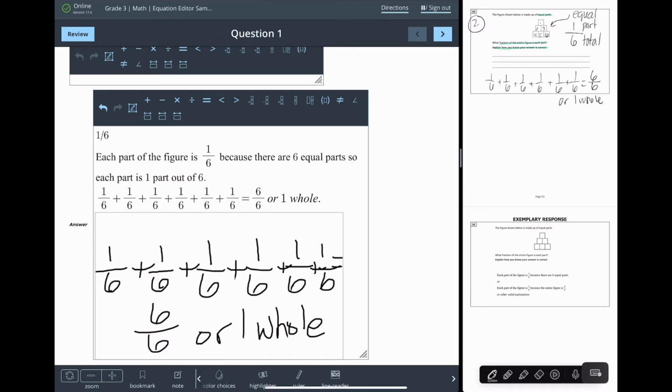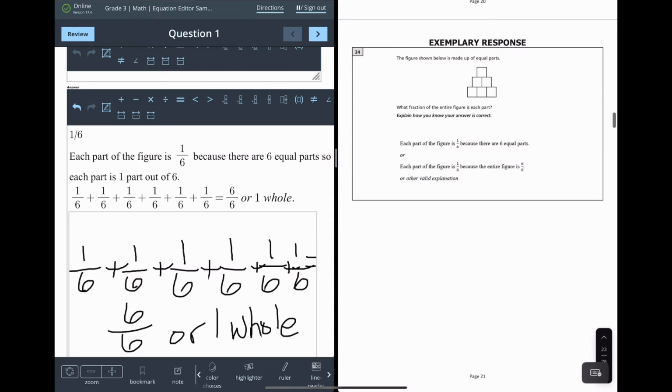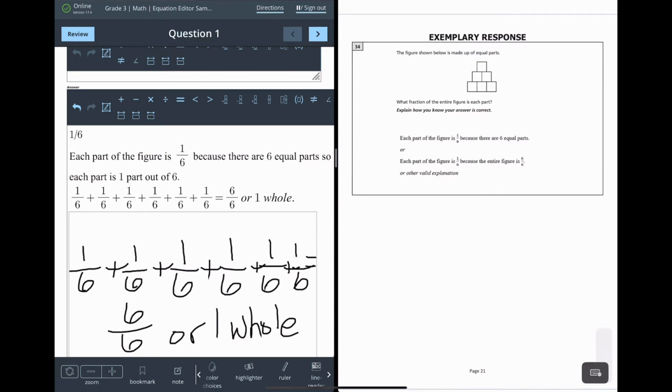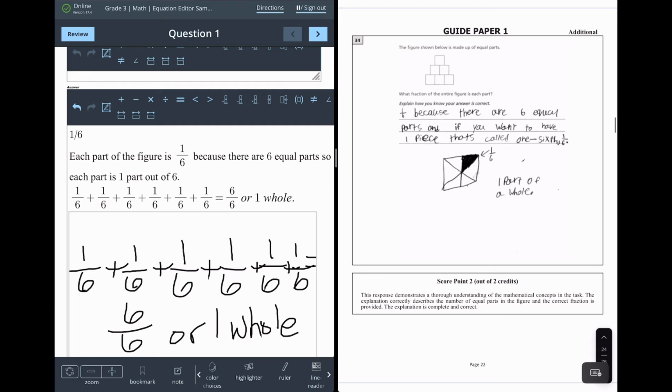So that's it. So you can put in your answer 1/6, but I have to explain why or how I get that answer. So let's look at some other kids to see how they answered it and what points they got. Again, they're looking for 1/6 because there are 6 equal parts, or 1/6 because the whole figure is 6 out of 6, a simple explanation. So this kid did the same thing. So he would have to type this whole answer 1/6, and he even has a drawing in there. And he has full credit, 2 out of 2, one part of the whole, so he understands that.